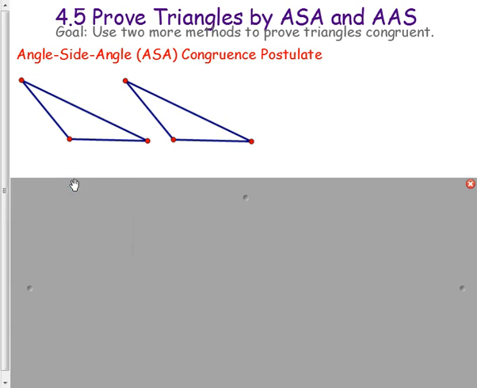Section 4.5, prove triangles by angle, side, angle, and angle, angle, side. Our goal today is to use two more methods to prove triangles are congruent. So our first method we have here is angle, side, angle. So we need two pairs of angles congruent and the included side.